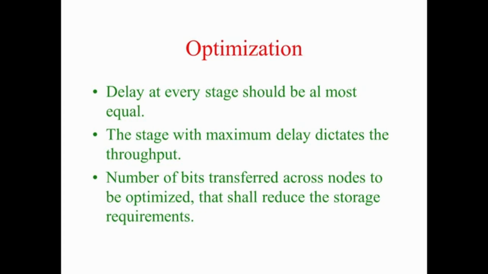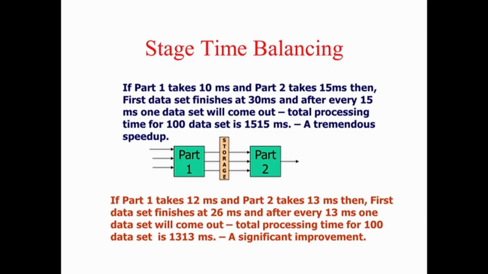Now one of the important points you should have noticed is in this problem. Initially part 1 was 10 and part 2 was 15, and we got 1515 milliseconds, right. Now suppose I do some circuit level techniques and move some 2 milliseconds worth of data outside this. Then part 1 will become 12 milliseconds while part 2 will take 13 milliseconds.